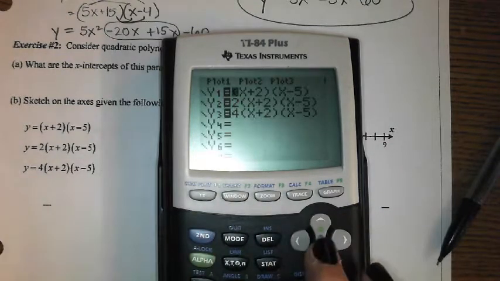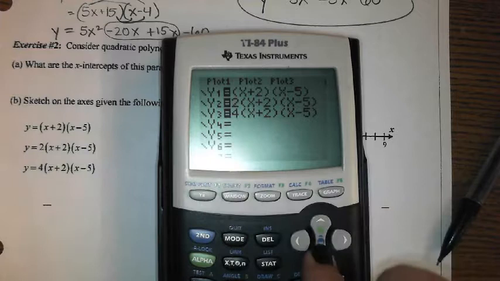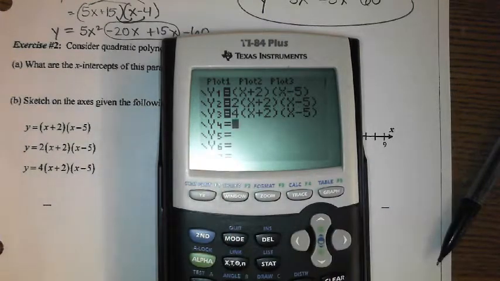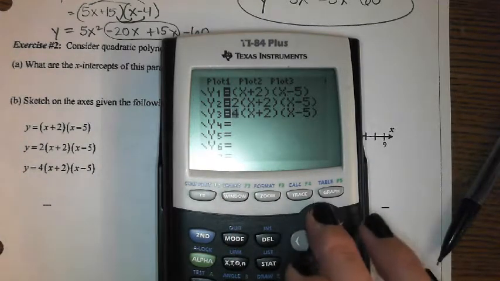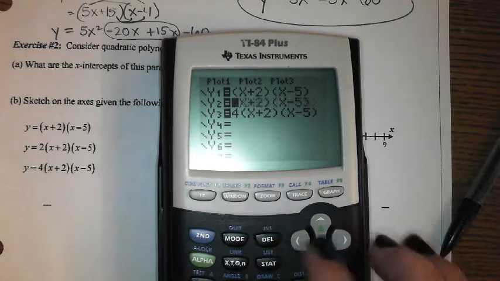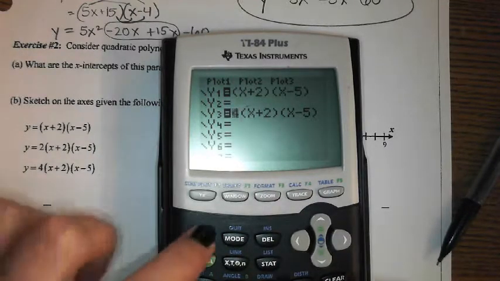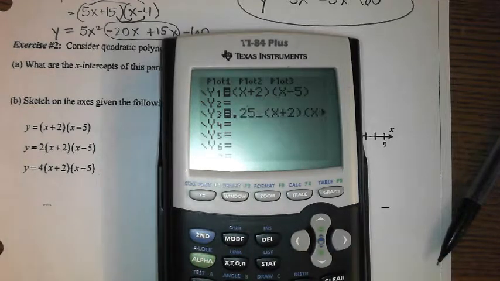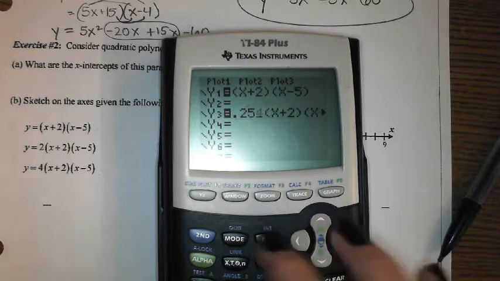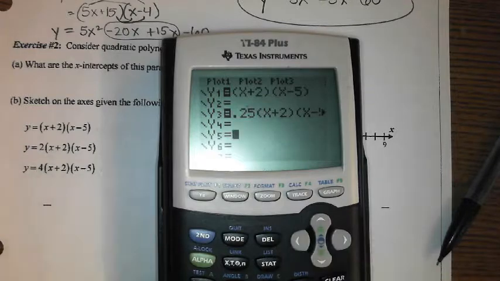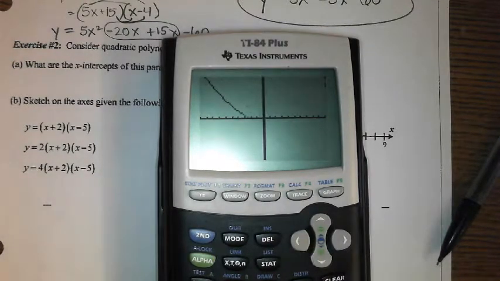How about this? What if, those are all stretches, right? Because that number is greater than 1. What if I inserted, I'm going to delete that one altogether, clear it out. What if I inserted a coefficient of 1/4? Right, that's a vertical compression. So here's my original, and then here's my 1/4.